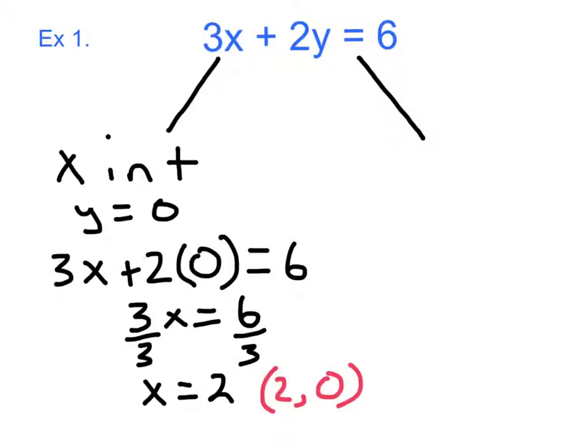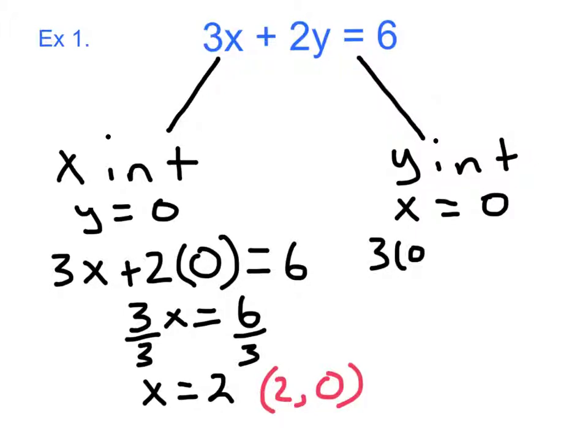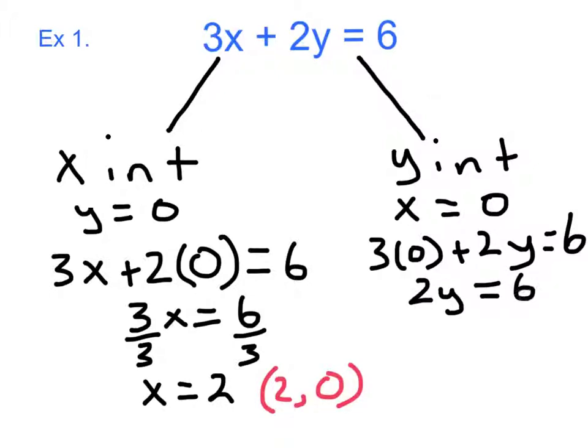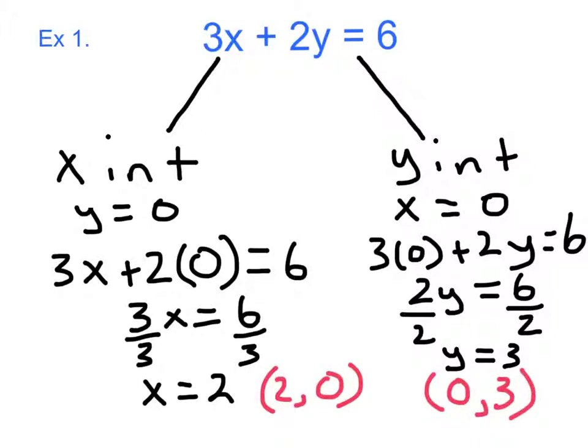So when we solve it again with y, our y-intercept, we're going to plug in x equals 0. And we're going to do the same thing. So 3 times 0 plus 2y equals 6. 3 times 0 is 0, so 2y equals 6. Divide both sides by 2. Y equals 3. So when we write our ordered pair, we're going to have 0, comma, 3. So now we have an x-intercept of 2, 0 and a y-intercept of 0, 3.